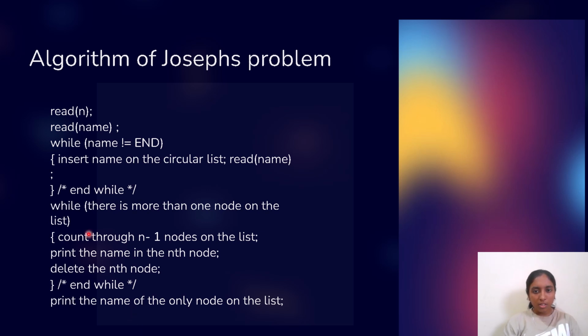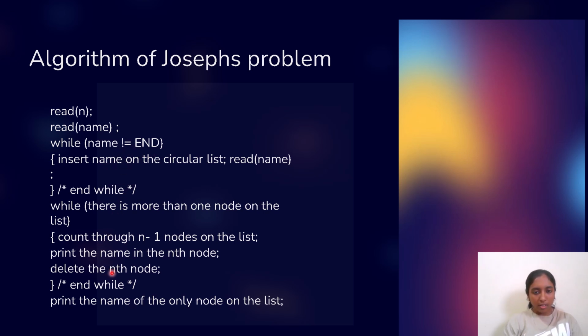Here's how the algorithm works step by step. Read the value of n, read names one by one and insert them into the circular linked list. In the while loop, it continues to read until the end, as the while loop condition is name is not equal to end.